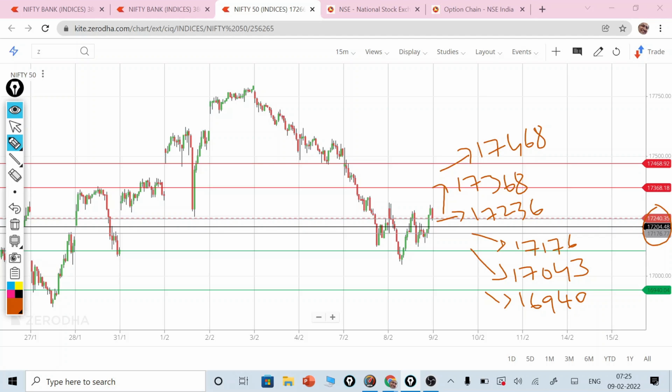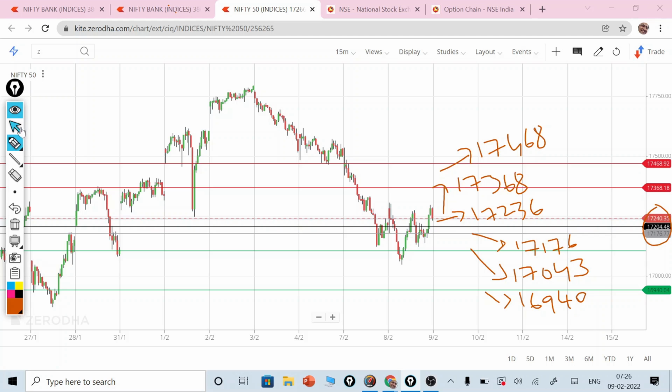So what is your trading strategy for Nifty today? If it opens higher at around 17,300 levels and is staying above 17,368, you can go long for a target of around 17,468. But if it is not able to sustain and is trading below 17,176, it can touch yesterday's low of 17,043, and if that is broken, it can go as low as 16,940. So that is Nifty for you.